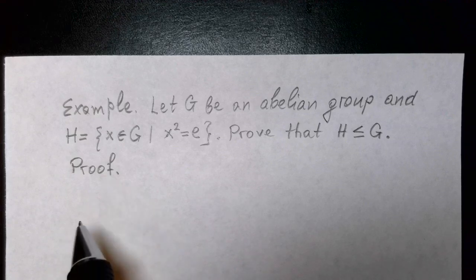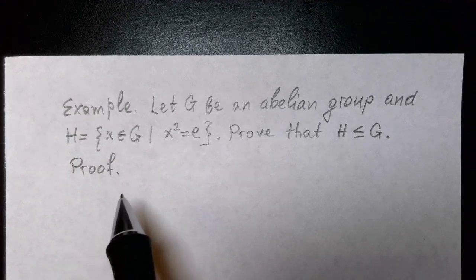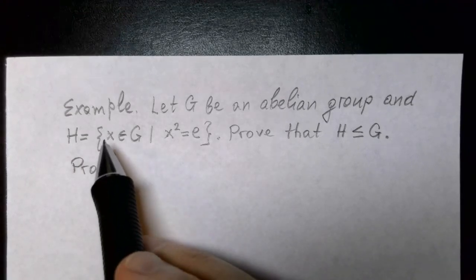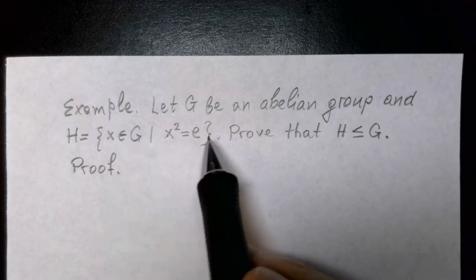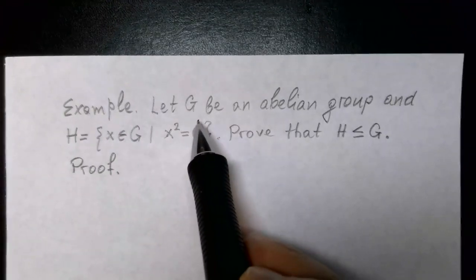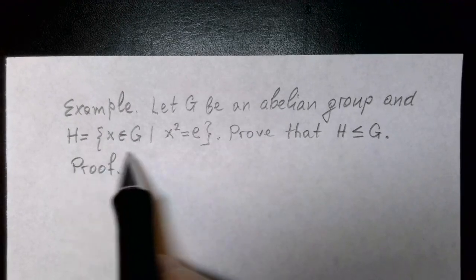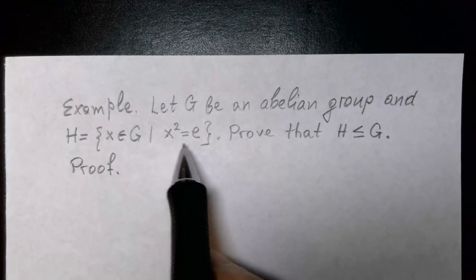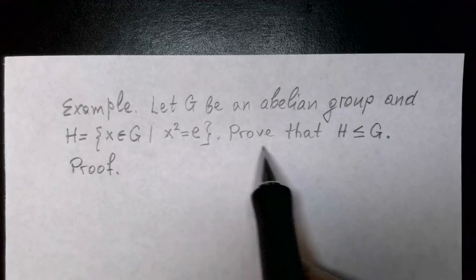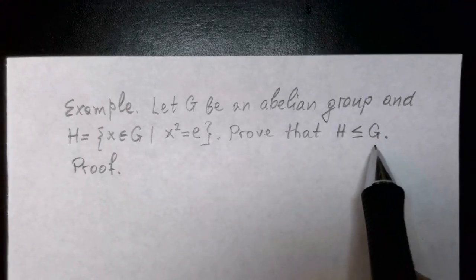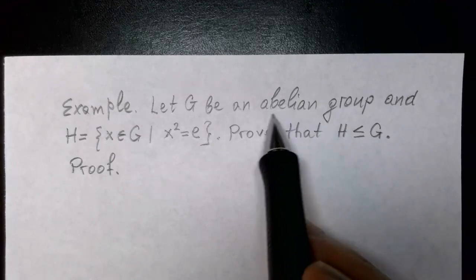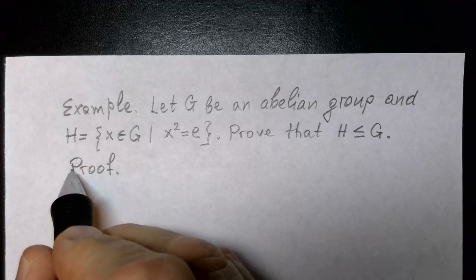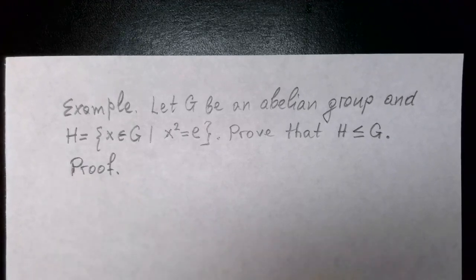We'll consider some examples of application of the subgroup tests. In the first example, G is an abelian group and H is this subset of G, all elements X in G such that X squared is equal to E. Prove that H is a subgroup of G. Abelian group means a group with a commutative law for the operation.